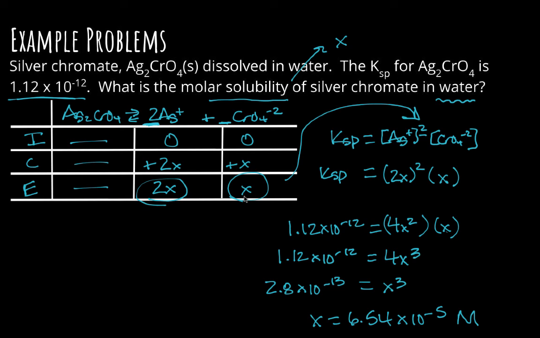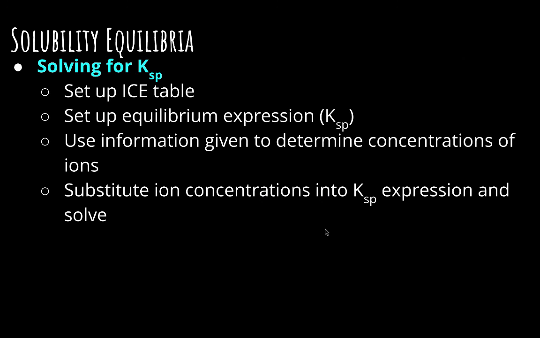And since this is a molar solubility, you have to put a unit on it, so that would be molar. Now, if it was asking for the solubility of an individual ion, you would look at how those ions relate to the x. So if it wanted the solubility of the silver ion, you would multiply this by 2. If it wanted the solubility of the chromate ion, it would be the same as the molar solubility of the substance.